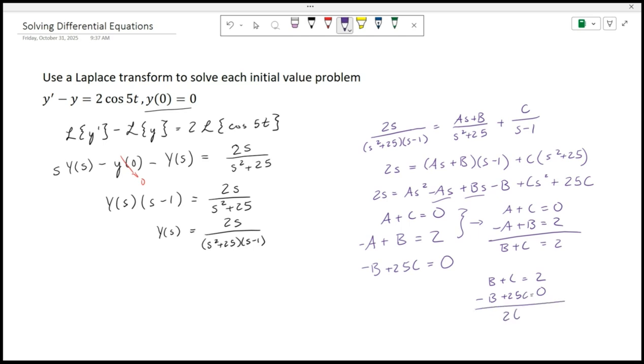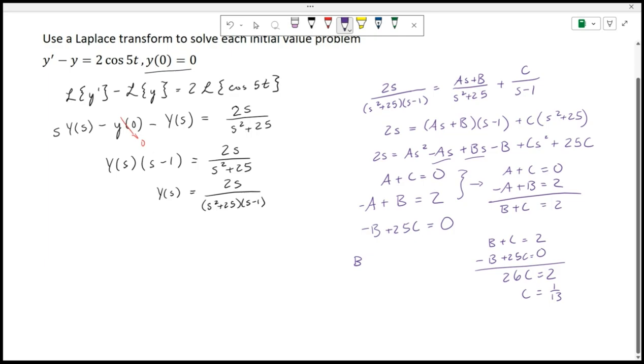And so that's going to give me 26C equals 2, which means C equals 1 over 13. And I've got my first solution. Okay, so now I can back solve that into the others. B plus 1/13 has to equal 2. So that means that B is going to equal 25 over 13. Use a calculator for these. And then A plus C has to equal 0, which means that A equals negative 1/13.